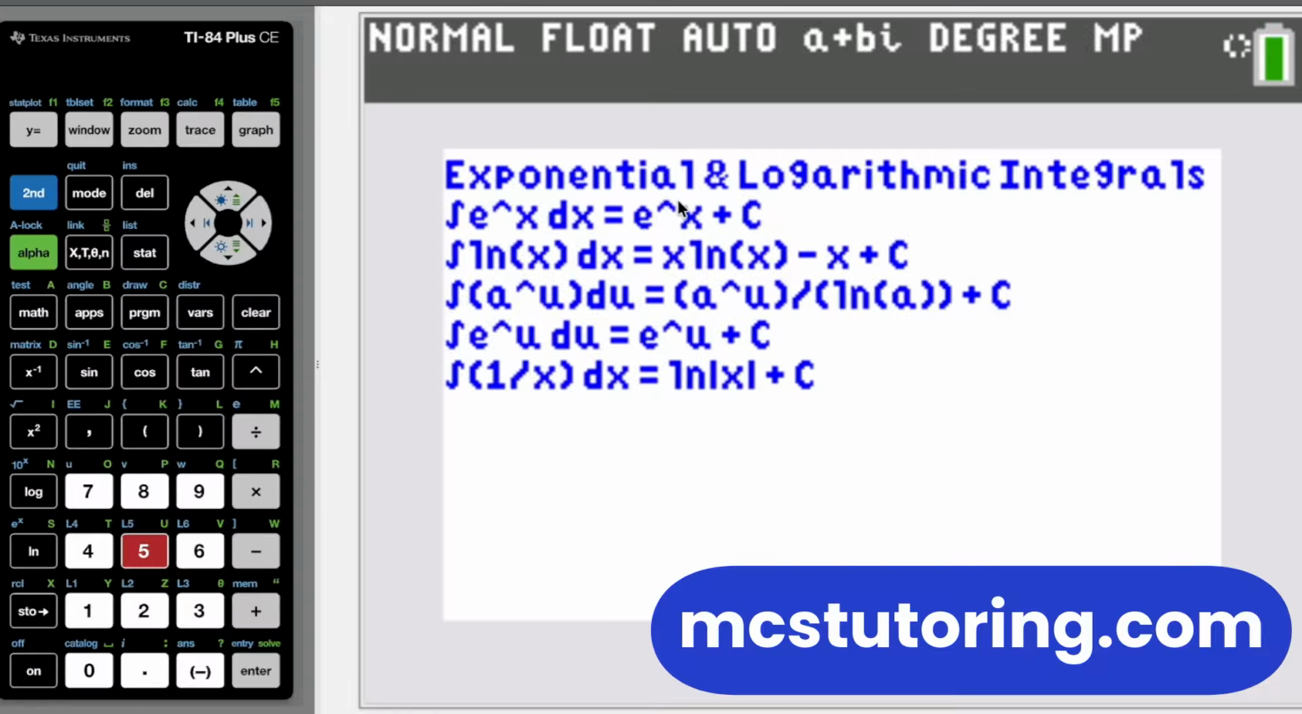I put this because this is just a pain in the butt sometimes. The integral of e to the x dx is just e to the x plus c. The integral of ln of x dx is x ln of x minus x plus c. Key one here, a lot of people forget this one: the integral of a to the u du is a to the u divided by ln of a plus c. And the integral of e to the u du is e to the u plus c. Last thing, the integral of 1 over x dx is ln absolute value of x plus c.